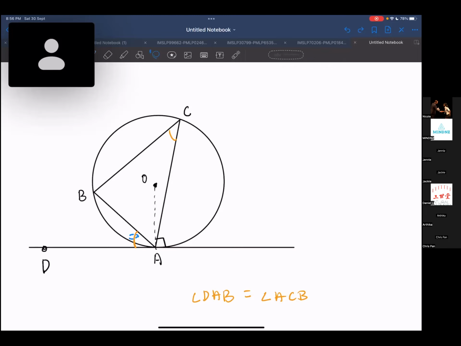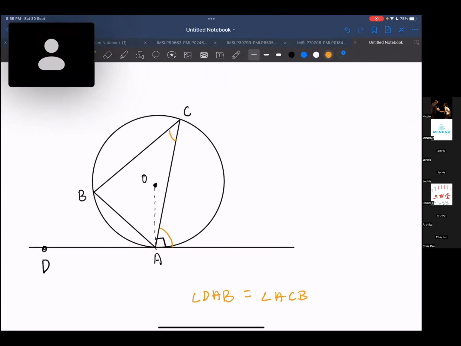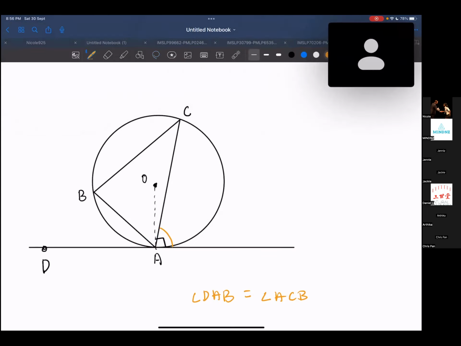So do you want this angle to be this angle instead? Yeah. Okay, so we can just do it the other way around as well. It doesn't really matter. Okay, what we want instead is, yes, and I'll move D to the other side. So we want DAC to equal ABC. Okay, so then what you were saying was we want to have the isosceles triangle AOC.